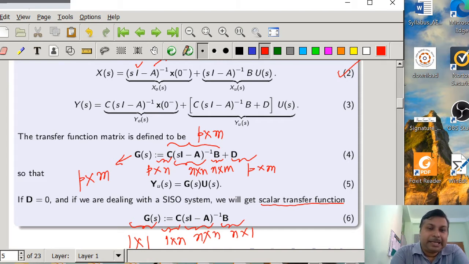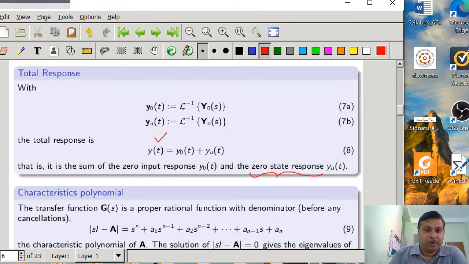Why? Because if you want to compute the zero state response, you have to assume all initial conditions are equal to 0. That is why the variables for which the initial conditions are required to be known have been named state variables, and that's why this part has been given the name zero state response. Basically, at time t equal to 0, for the state variables we are assuming they hold the value 0. So this is the reason why Yu(s) is named the zero state response.